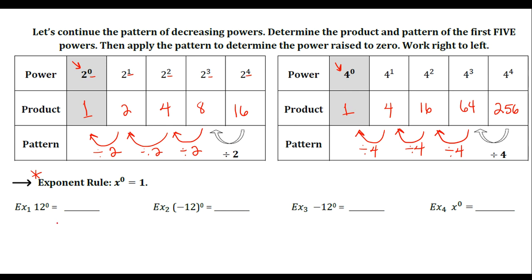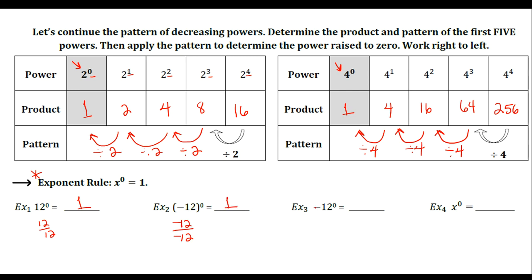So let's try 4 examples together. 12 to the 0 is simply 12 divided by 12, following our pattern, and we get 1. Example 2, notice that our negative is included with our base. So our base is negative 12, and the pattern would be to divide it by negative 12, and we get 1.